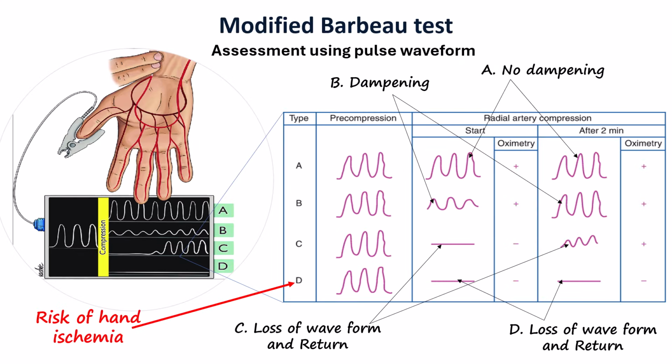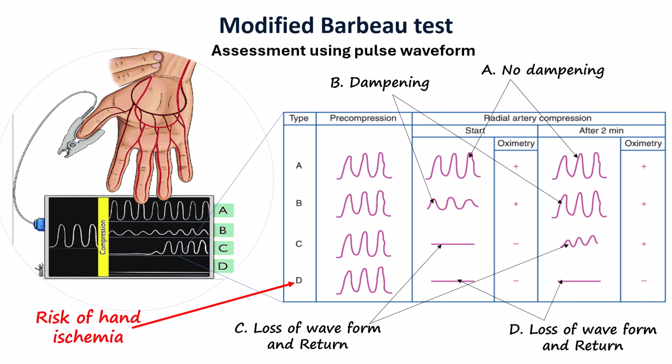A modified version of Allen's test called the Barbeau test, or pulse oximetry-based Allen's test, is more sensitive than the traditional Allen's test in evaluating collateral circulation. For this test, a pulse oximeter is placed on the patient's thumb or index finger, and the radial artery is compressed. The pulse oximetry waveform is analyzed for up to 2 minutes before and after compression. The Barbeau test classifies the waveform response into 4 types.